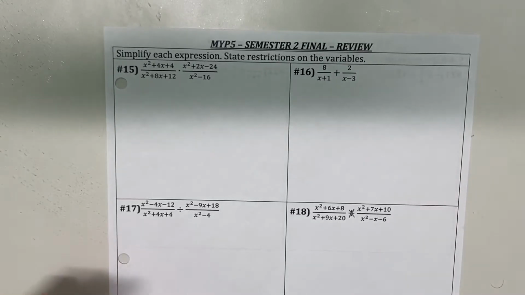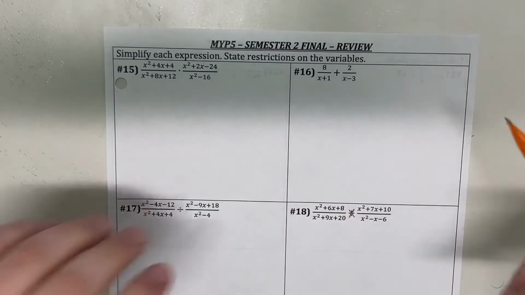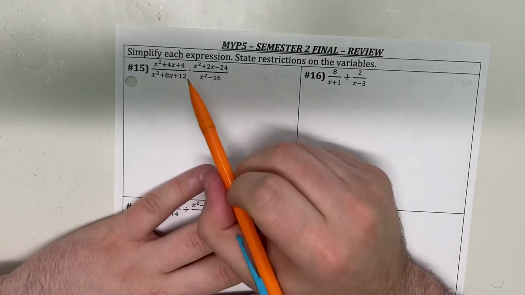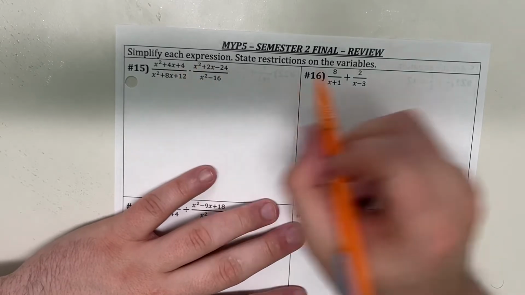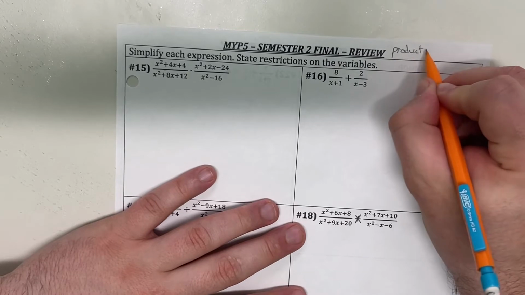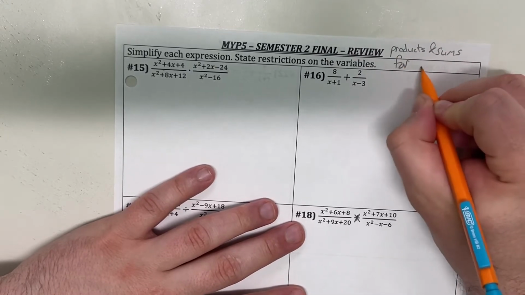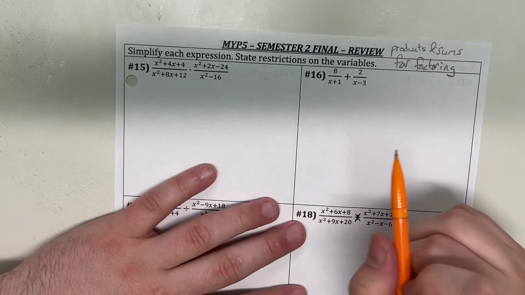Already. So this is the last topic that we're going to be working with. We're going to be working with these rational expressions, and then on the back I'm going to be working with these rational equations. So make sure you're using those notes that you had from factoring. Again, we're looking for those products and sums for factoring. Again, make sure you're setting those up very carefully.